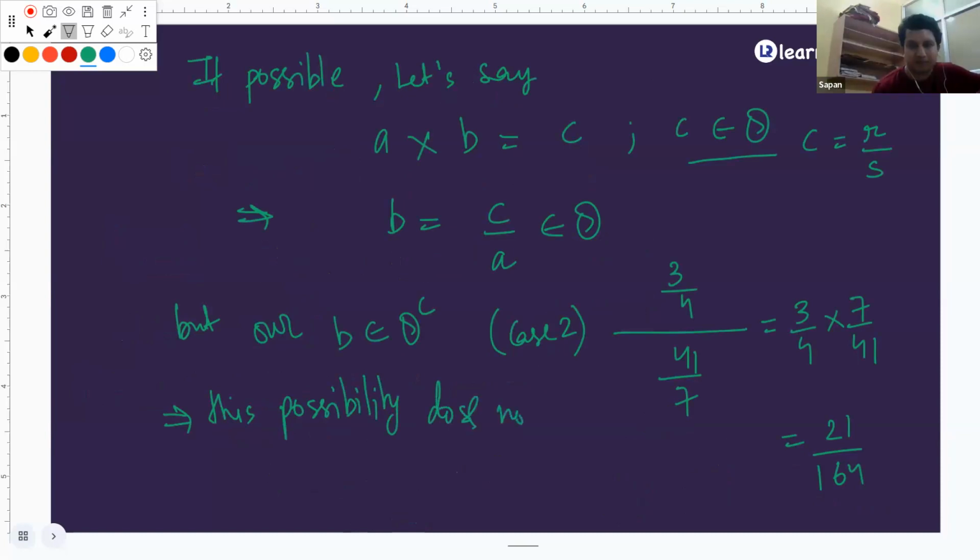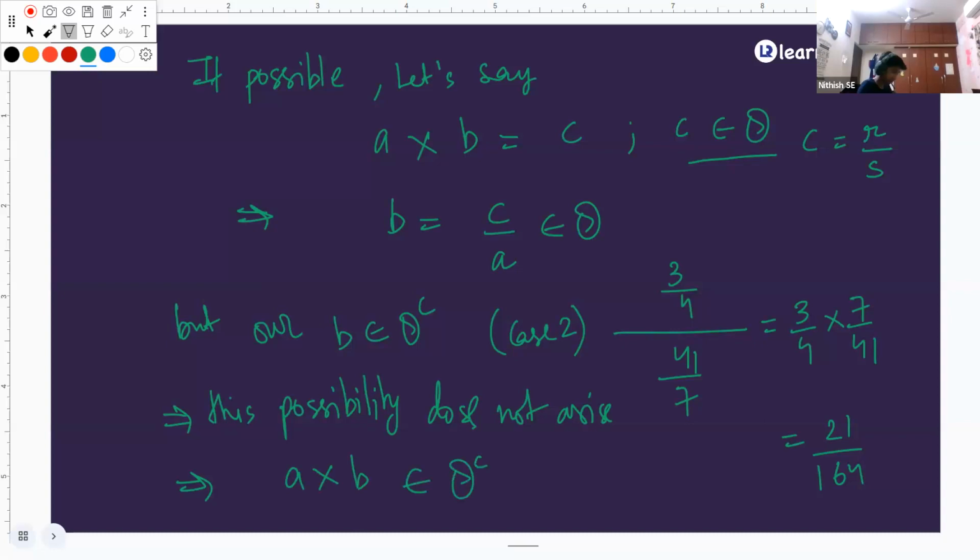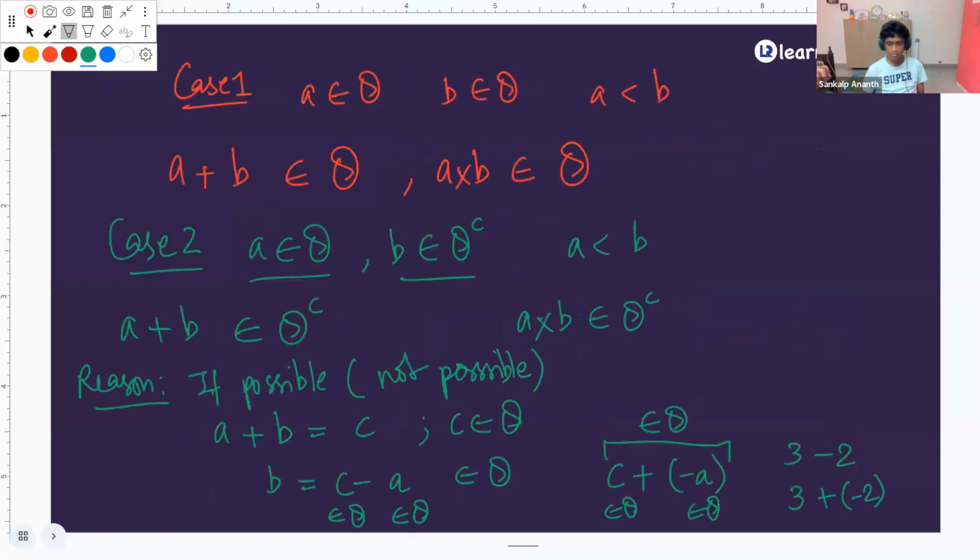So what you wrote was wrong. No, it is not possible. Implies A cross B will always be an irrational number. Rational? So how, sir? Sir, you just now said it was always a rational number. So we're talking multiplication, sir. Yeah, multiplication.